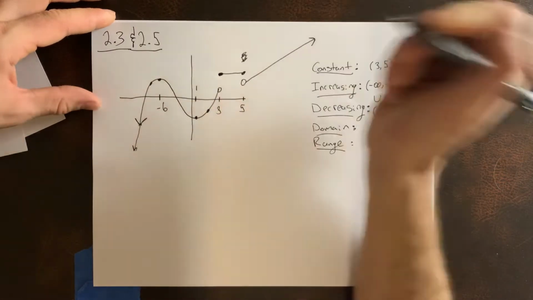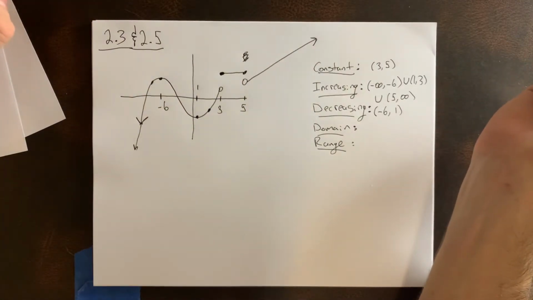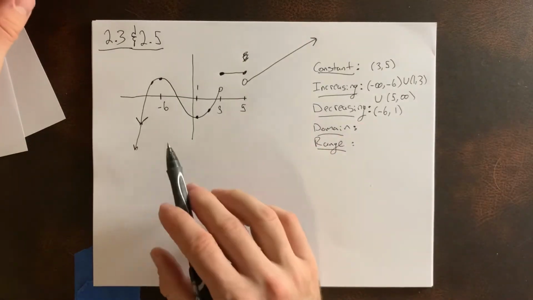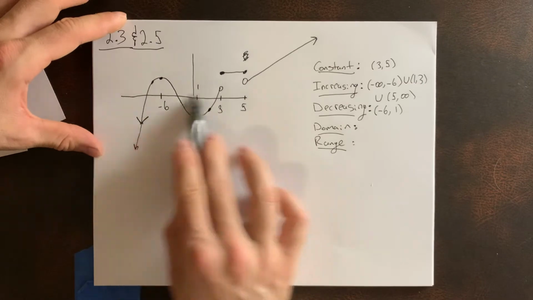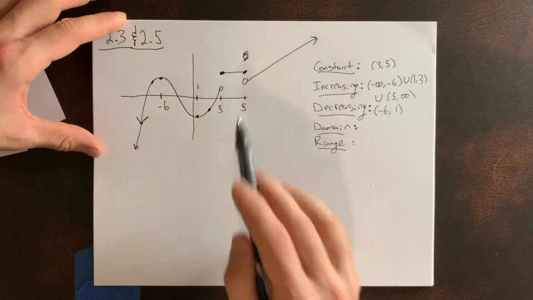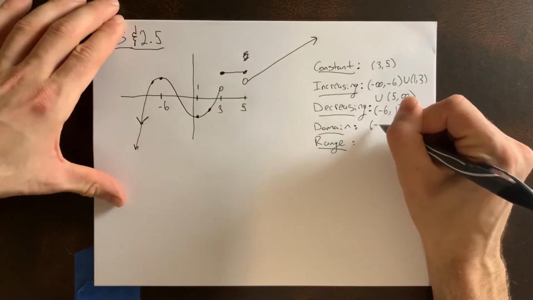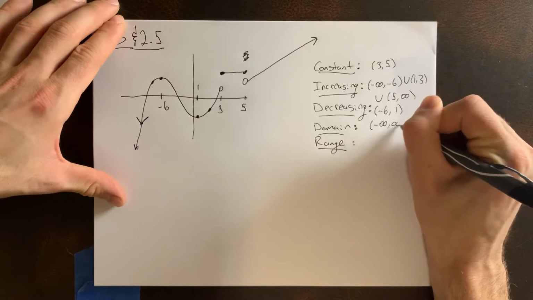So 3 is actually in the domain. The only time that we're going to have something that's not, so let's just finish up this problem, and we'll talk about another scenario. If you look at every one of these x values, every one you can think of, you can find a point on the graph for it. So that means the domain is going to be minus infinity all the way up to infinity.